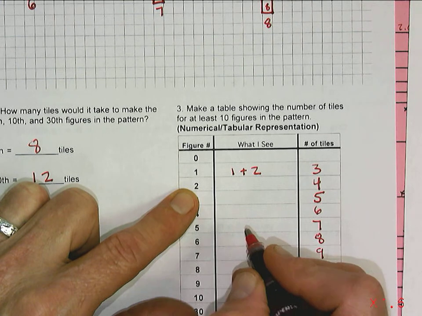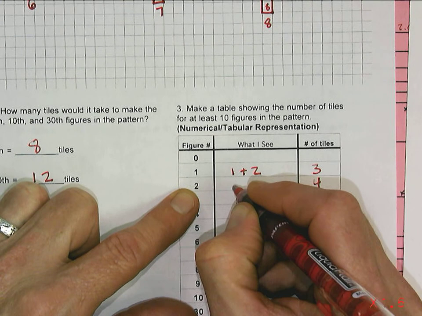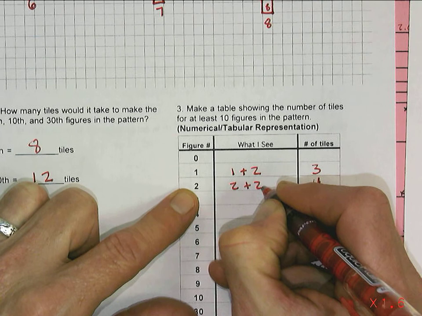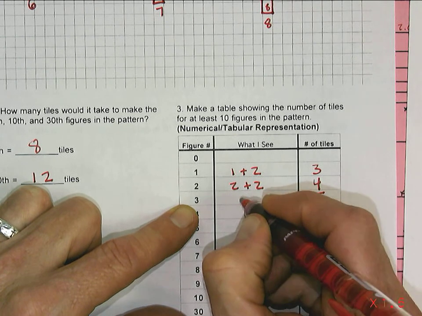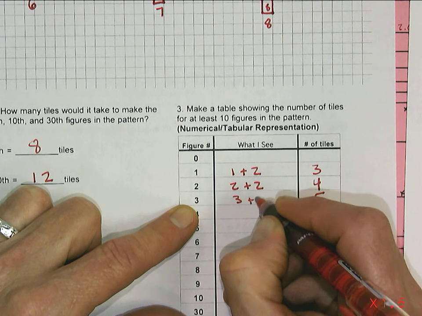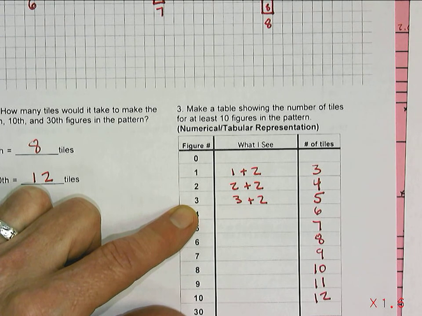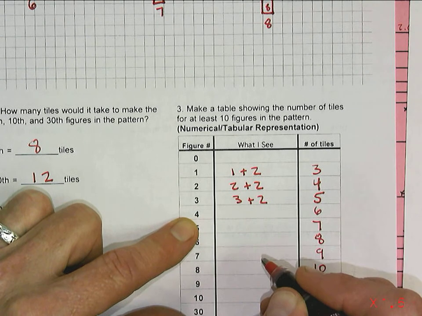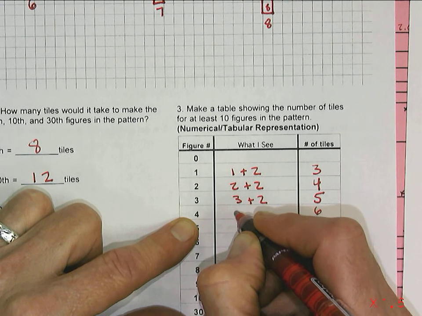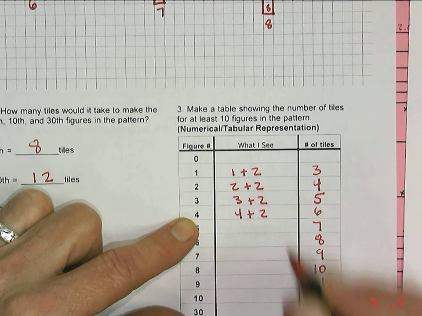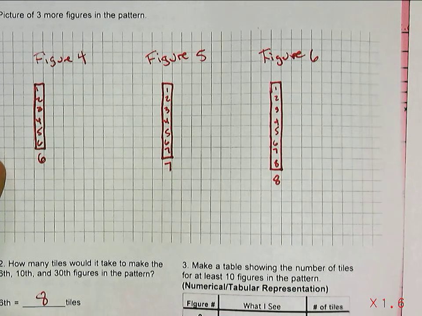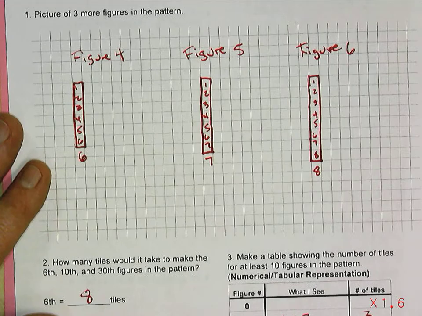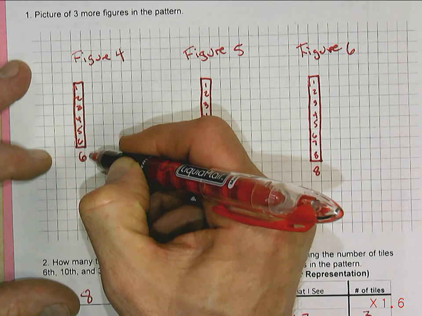And so what I see in the second one is 2 plus 2. And what I see in the third one is 3 plus 2. And what I see in the fourth one is 4 plus 2. And I really literally could go up to the ones that this is figure 6. Or sorry, figure 4, which has 6 in it.